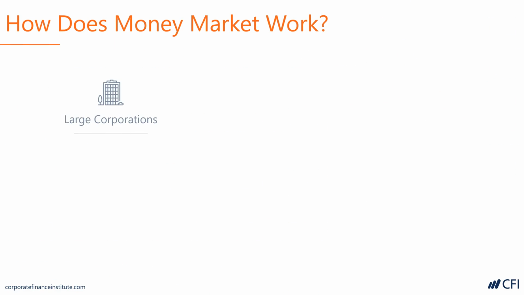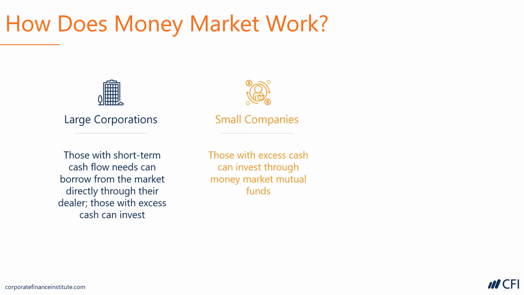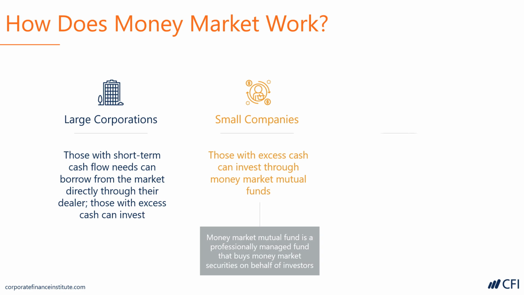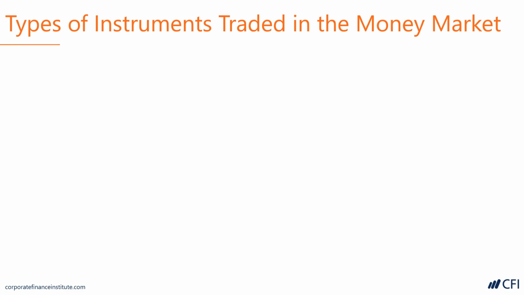Let's look at how the money market actually works. Large corporations that need cash flow can borrow money by selling these securities, or corporations with excess cash can be the investors as well. Small companies can invest through mutual funds or through their bank, and individual investors can invest in money market through their bank account or through a mutual fund as well.